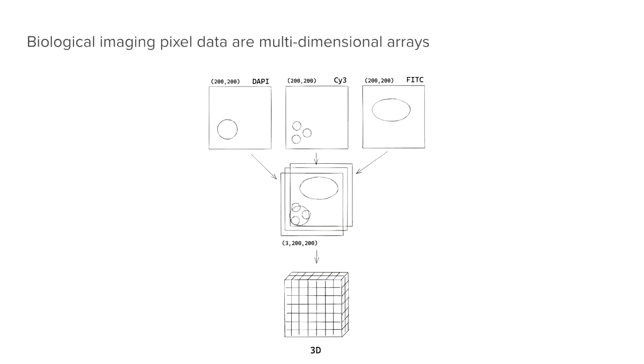And that's because biological imaging pixel data are essentially multi-dimensional arrays. So I've drawn a little figure here showing a diagram of a multiplex fluorescence image with several different channels captured in an individual 2D plane, and then we can stack those planes together into a single 3-dimensional image. So it's a 3D array that has 3 separate channels and all the same X and Y.